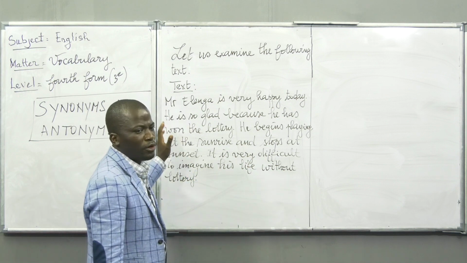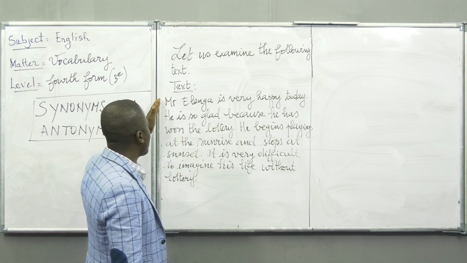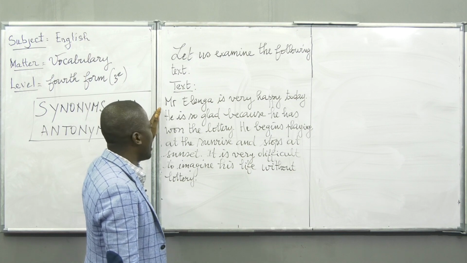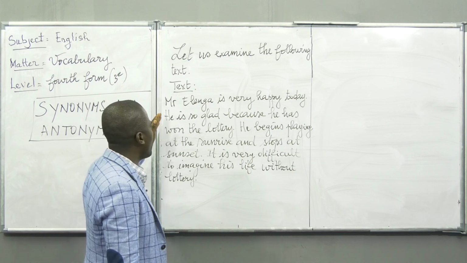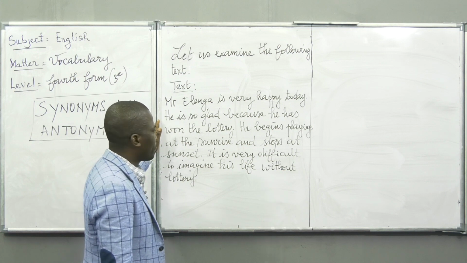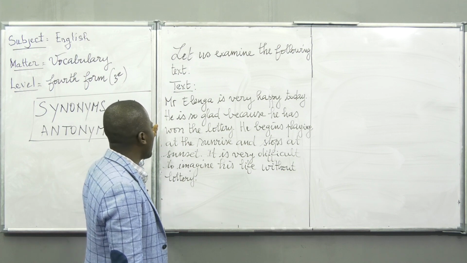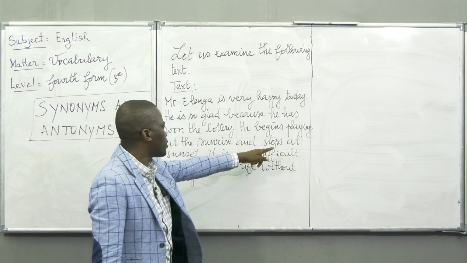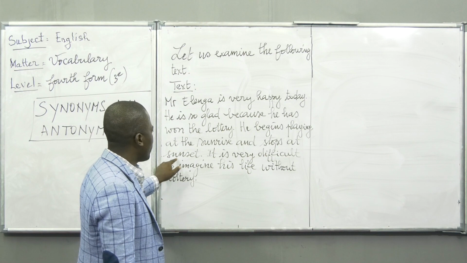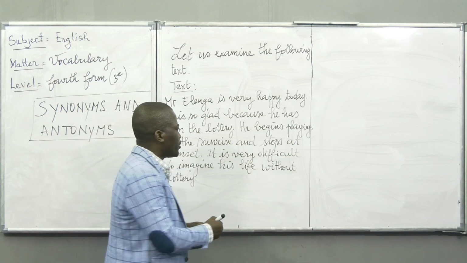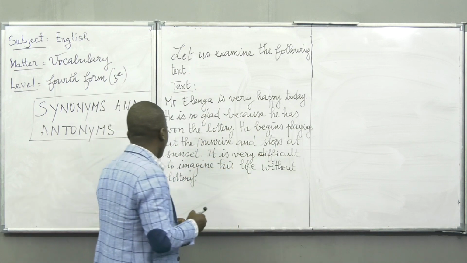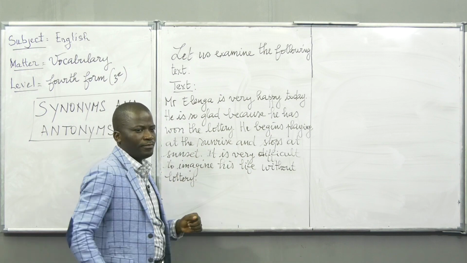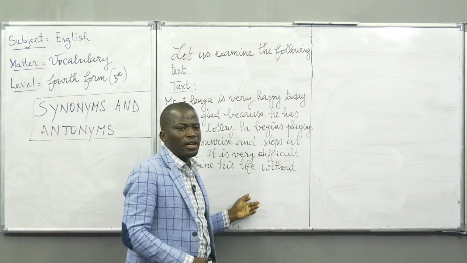Now, here is the small text. Mr. Elenga is very happy today. He is so glad because he has won the lottery. He begins playing at sunrise and stops at sunset. It is very difficult to imagine his life without lottery. Here is the small text, class.